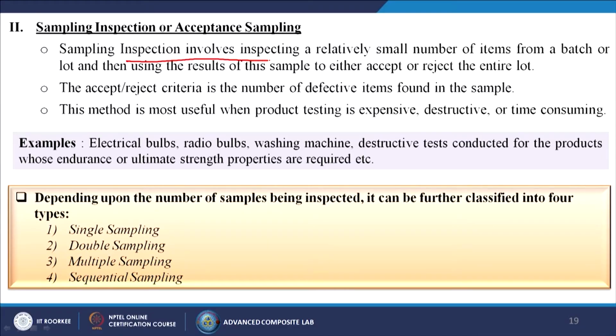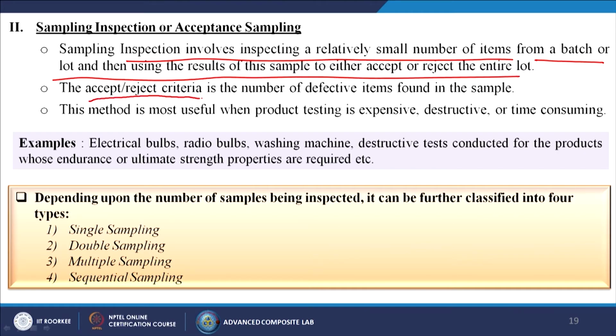Next, sampling inspection or acceptance sampling. Sampling inspection involves inspecting a relatively small number of items from a batch or lot and then using the results of the sample to either accept or reject the entire lot. The accept or reject criterion is the number of defective items found in the sample.